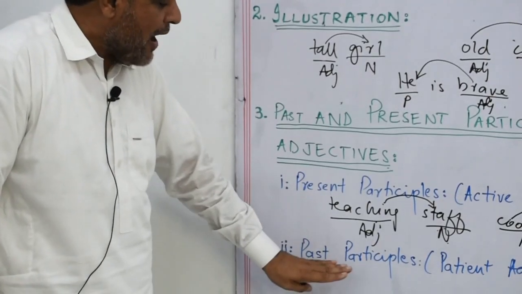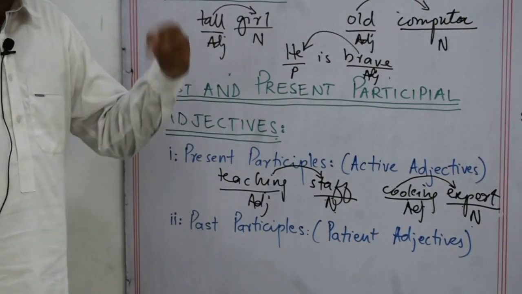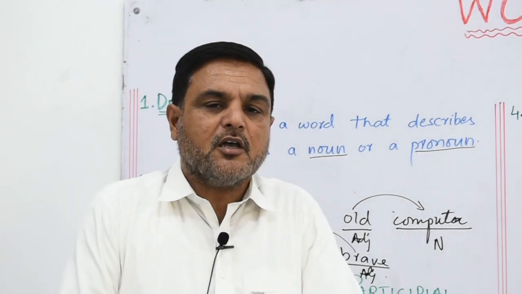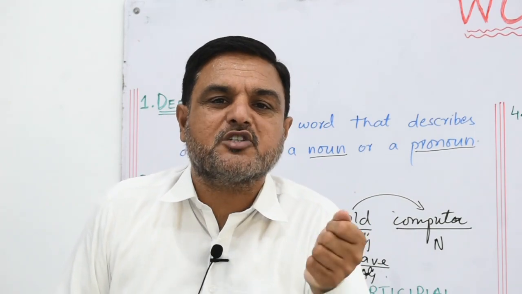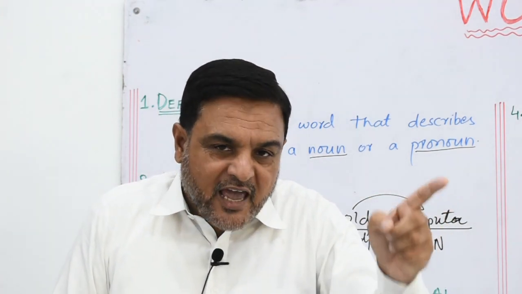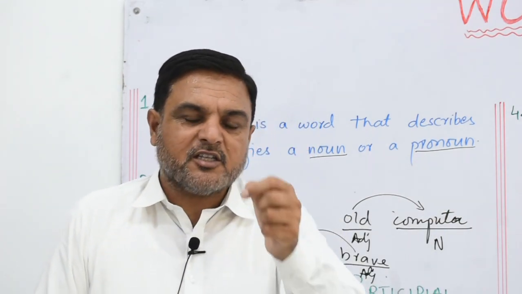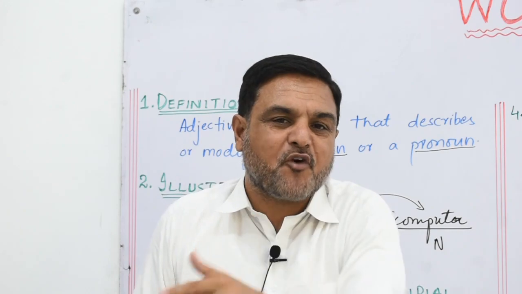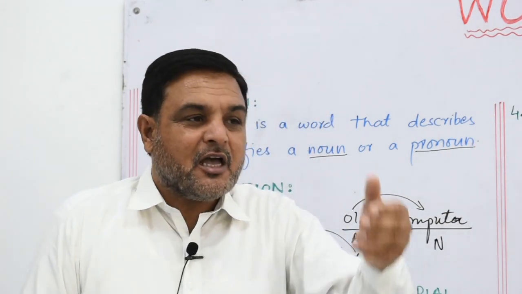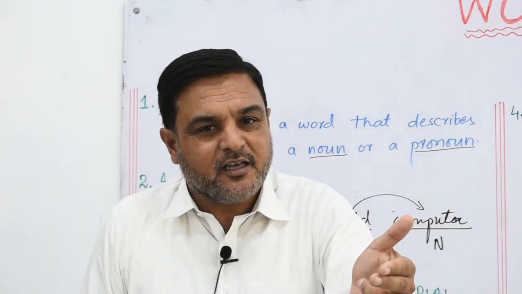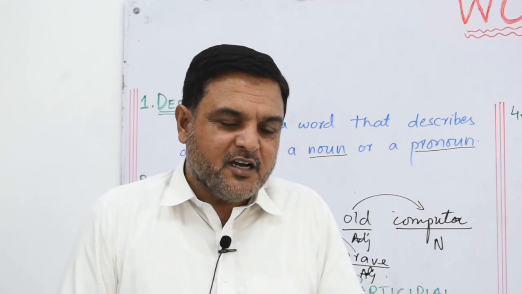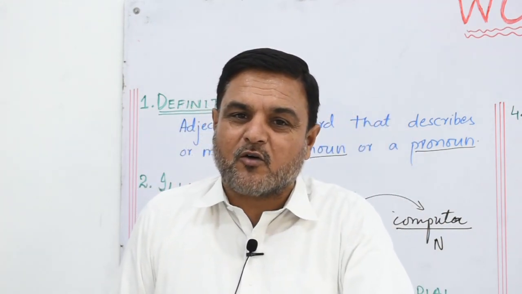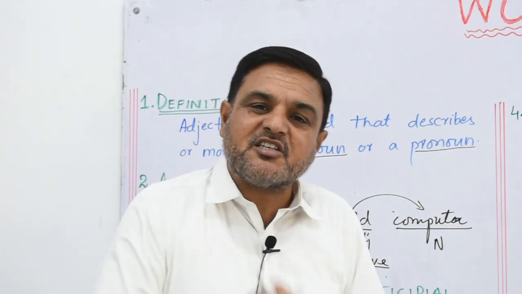In the same way, the past participle form of the verb can also be used as an adjective. The third form of the verb can also be used as an adjective. What are the third forms? For example, this question has confused me. Your performance has disappointed me. In both these examples, the words confused and disappointed are actually past participle forms, third forms of verbs, because they show action as well. But remember, kids, the same disappointed, the same confused, can be used in such a way that they describe a noun or a pronoun. They modify a noun or they modify a pronoun. In such cases, they will be called adjectives. This is something that you need to keep in mind.